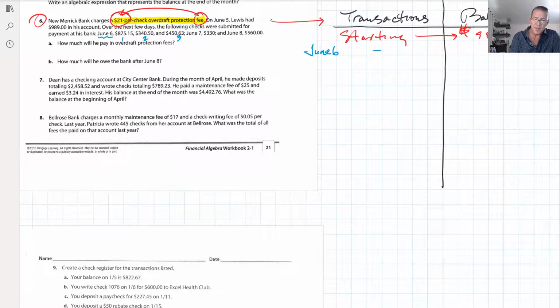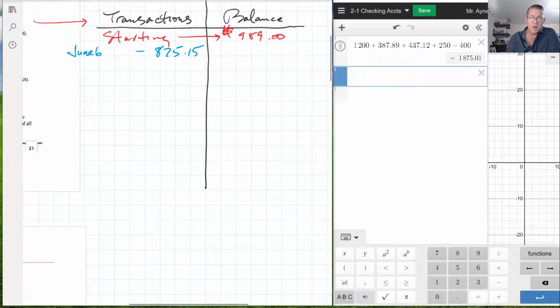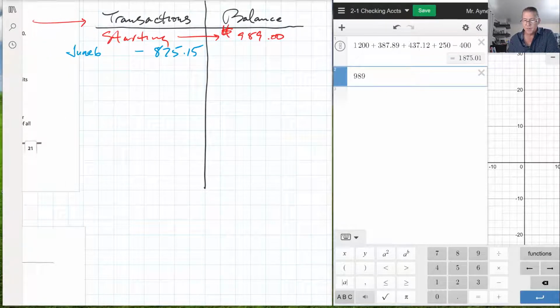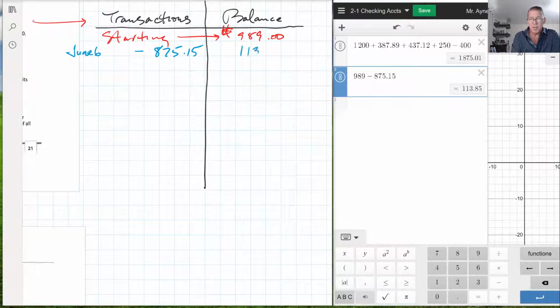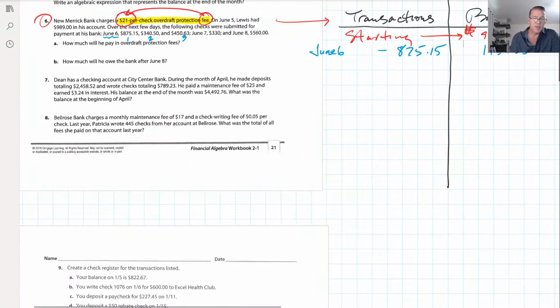The first check that's going to be coming through the bank and be debited is $875.15. So we have to subtract that from the balance. Let's go to Desmos and start a new line. We're starting off with $989, and we're going to subtract that check that came in, $875.15. Now the balance is only $113.85.